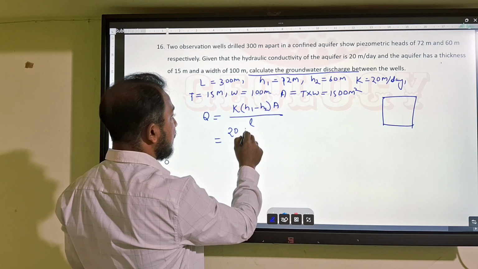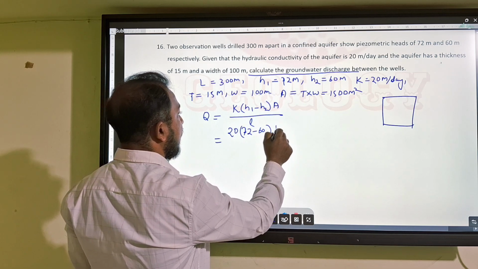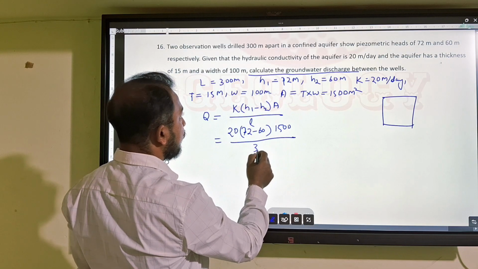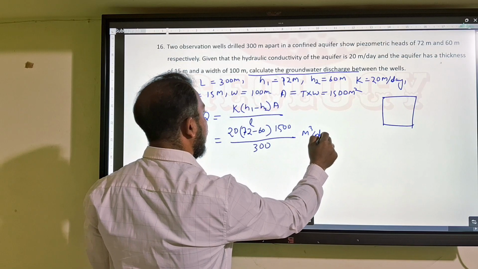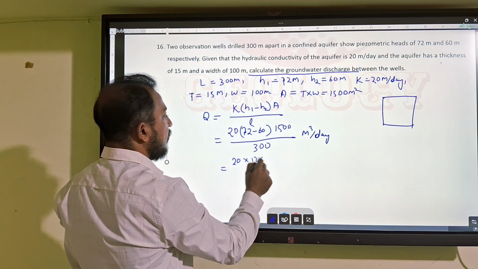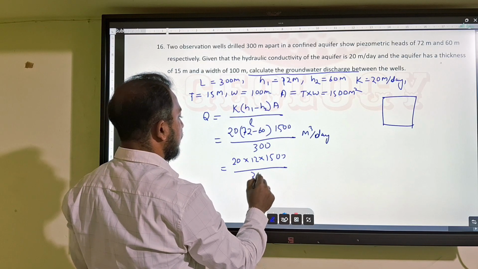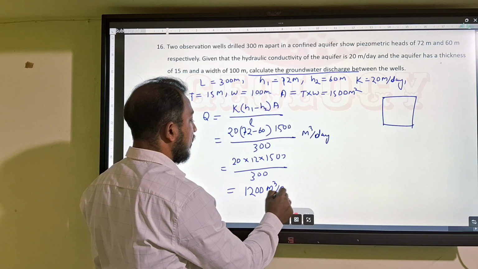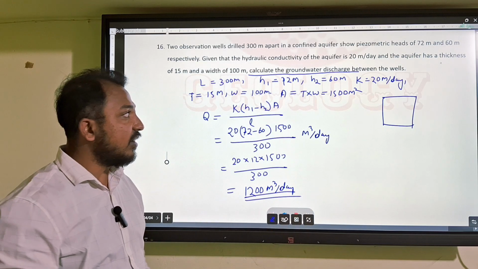Then H1 is given 72 minus 60 into A is given 1500 divided by L is given 300. So the answer will be in meter cube per day. So it will be 20 into 12 into 1500 by 300. It will be 1200 meter cube per day. Answer will be 1200 meter cube per day.